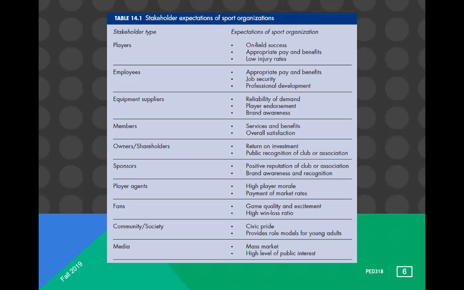The fan base system has game quality and excitement, high win to loss ratio. So if you're a winning team, the fans are going to want to come back. Civic pride provides role models for young adults. So like I said before, a good way to start a good fan base is getting out into your community and just wanting people to be more involved.